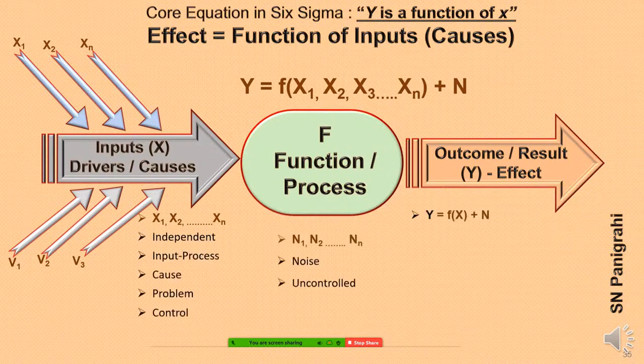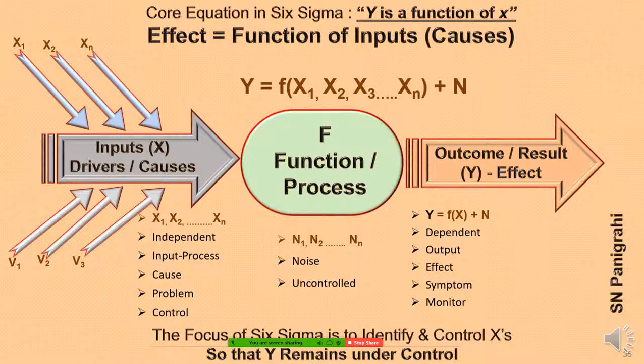So these are the various inputs. Then this is the output. Output is the dependent one, and it's an effect or symptom. And if you focus on the X and improve the X, then automatically Y will be improved.